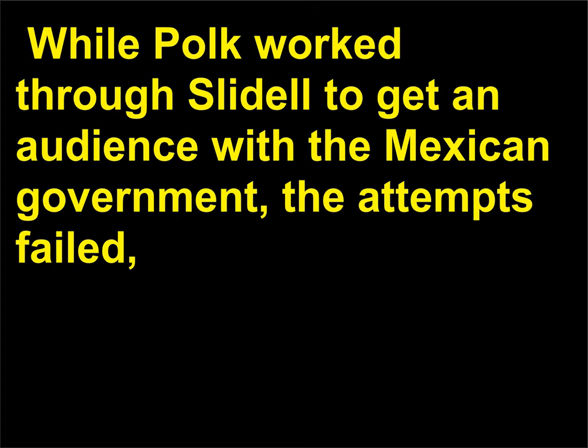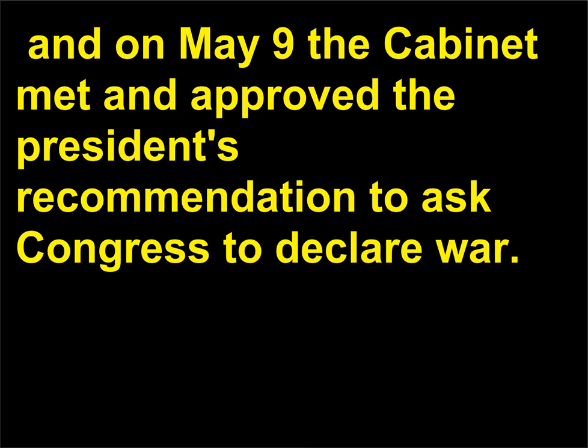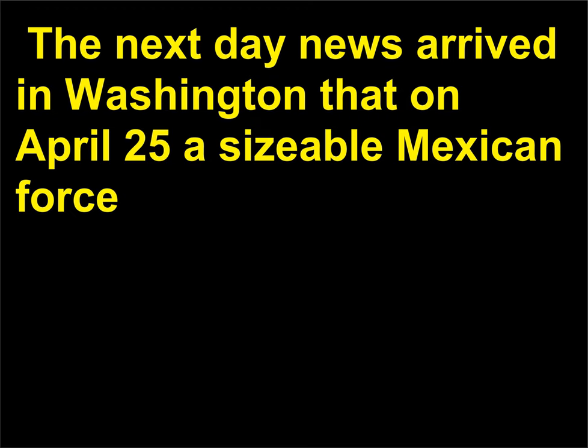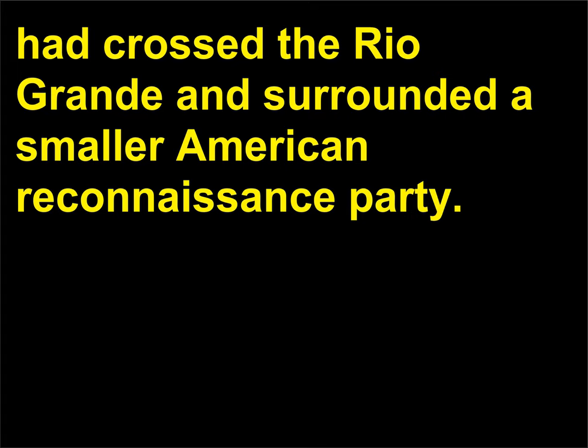While Polk worked through Slidell to get an audience with the Mexican government, the attempts failed. And on May 9, the cabinet met and approved the president's recommendation to ask Congress to declare war. The next day, news arrived in Washington that on April 25, a sizable Mexican force had crossed the Rio Grande and surrounded a smaller American reconnaissance party. 11 Americans were killed and the rest were wounded or captured.